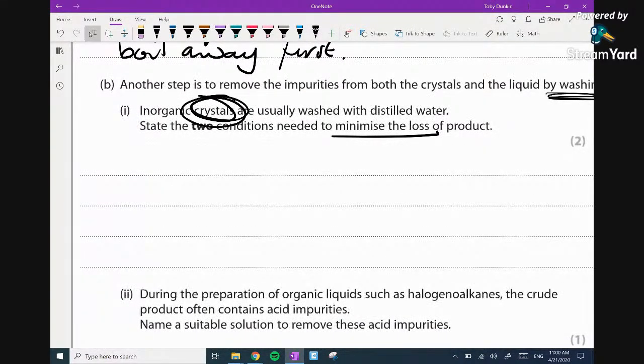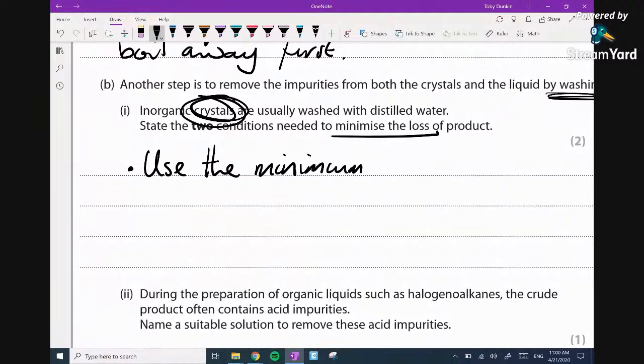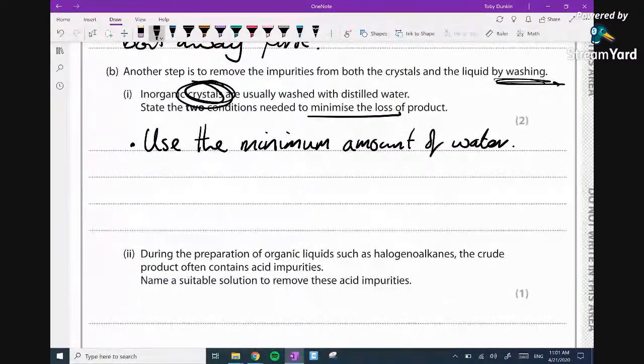So first thing we're going to use is the minimum amount of water. We're going to use the minimum amount of water that we need to wash it with. And we're also going to wash it with really cold water. We would actually use ice cold water, but we'd use cold water. I'm going to put that in brackets, just in bold. Cold water. That's going to be the mark.